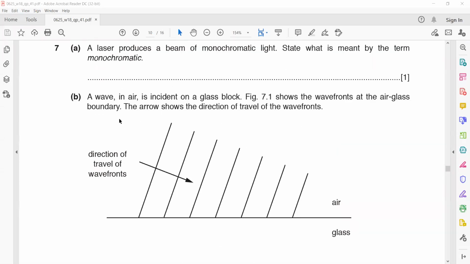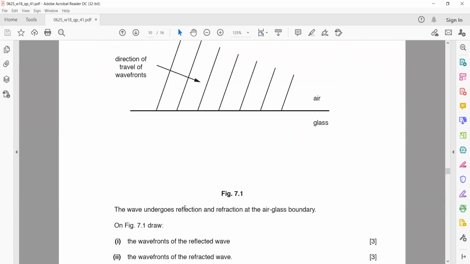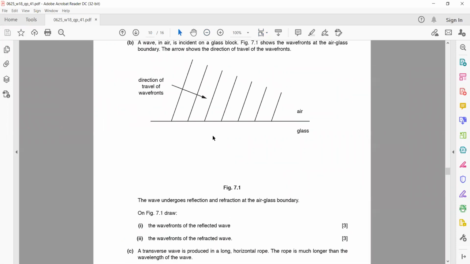The next part, a wave in the air is incident on the glass as shown. The wavefronts at the air and glass boundary are there. The arrow shows the direction of the wave travel. So what you have to do in this part: a wave undergoes reflection and refraction at the air glass boundary. Draw the wavefronts reflected and refracted. So first thing, you should complete the arrow to show how the reflection happened. So this is the incident one and the reflected one will be there.